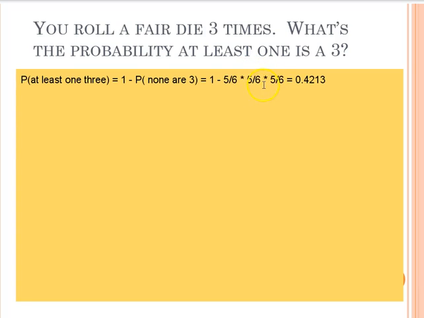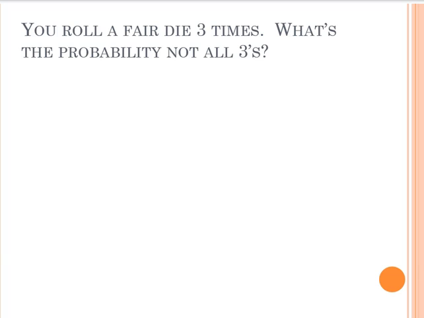So again, we're multiplying again. We can use the multiplication rule because these are independent events. Once we have the probability that none are 3, we can subtract that from 1, and that gives us a probability of 0.4213.